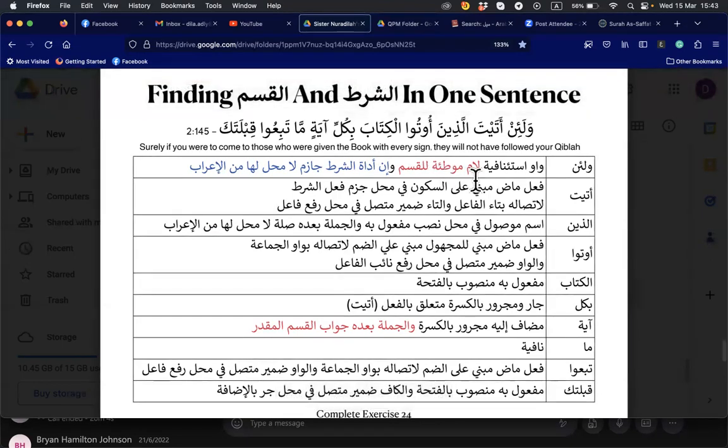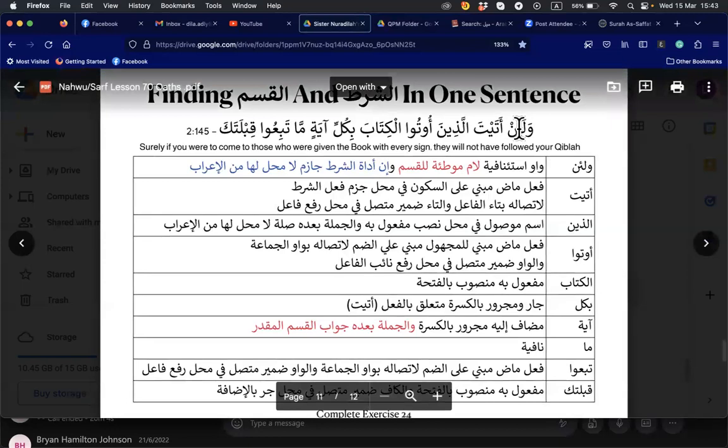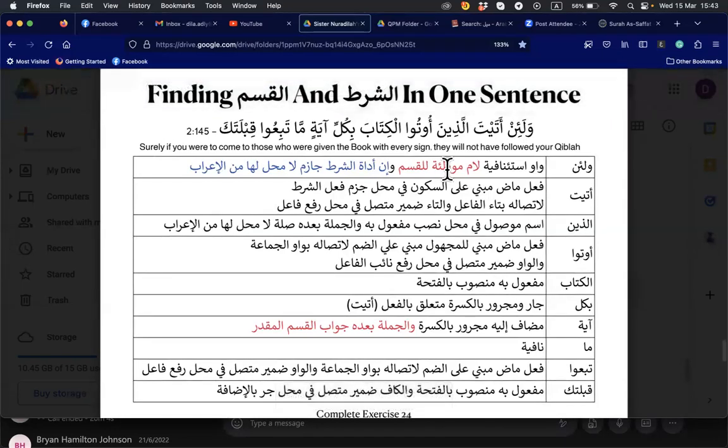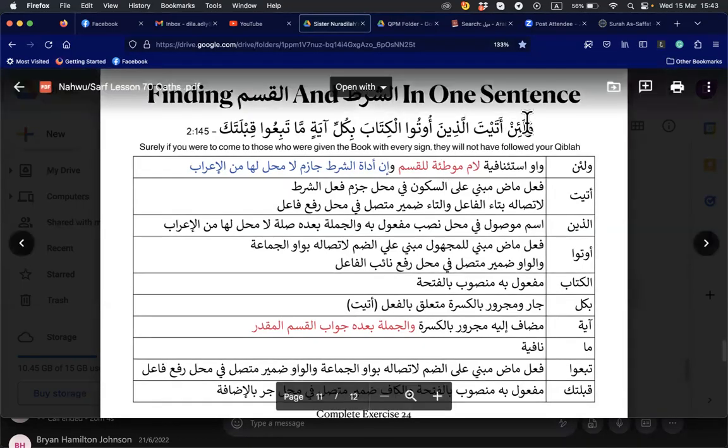Okay, this lam they call it mawti'ah lil qasam. It's paving the way to a qasam. This is another lam that you have to remember, or maybe whenever you see la'in in the Quran, you come here. So here basically you have your qasam, or rather lil qasam, paving the way to qasam, and your shart together, but it's still considered a qasam.